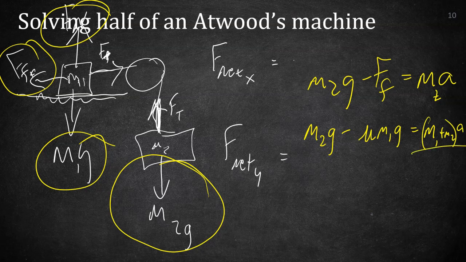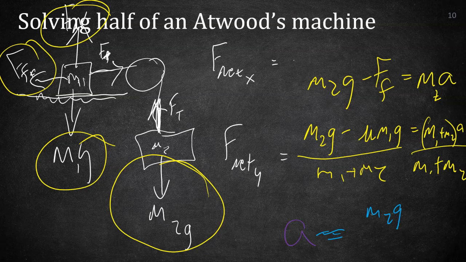Now, dividing by m1 plus m2, we get our acceleration: m2g minus mu m1g, all over m1 plus m2. And you can factor out the common g's there. Or don't. Either way, it's still the same true answer. So that's a sneak peek.